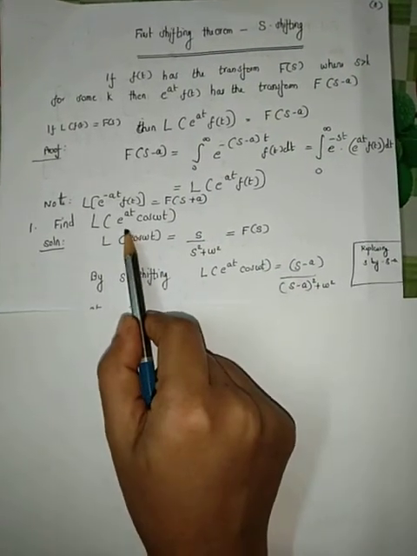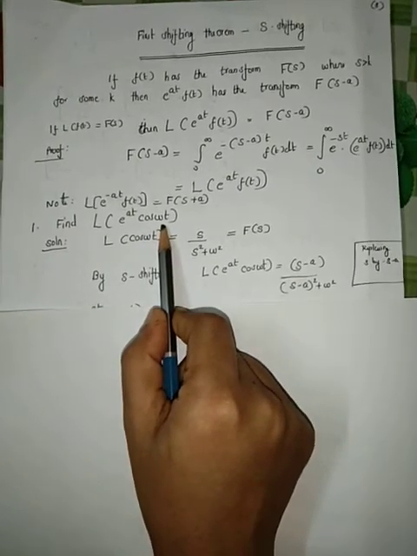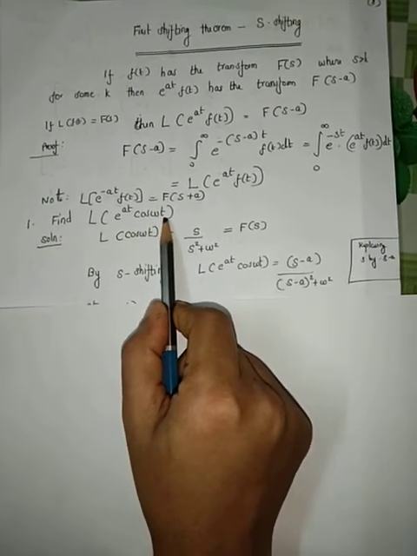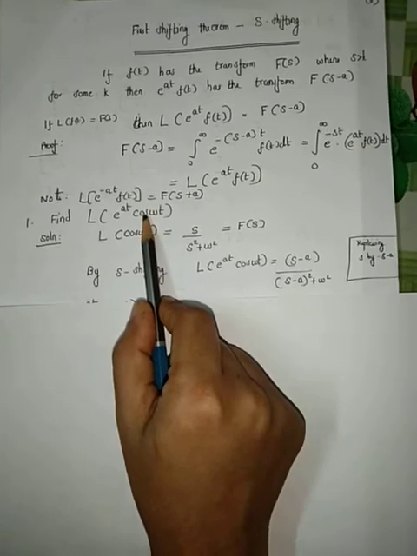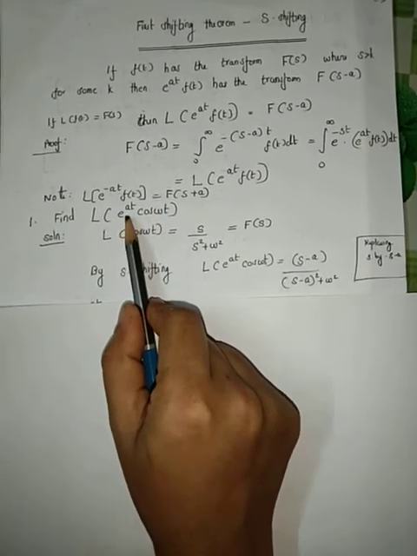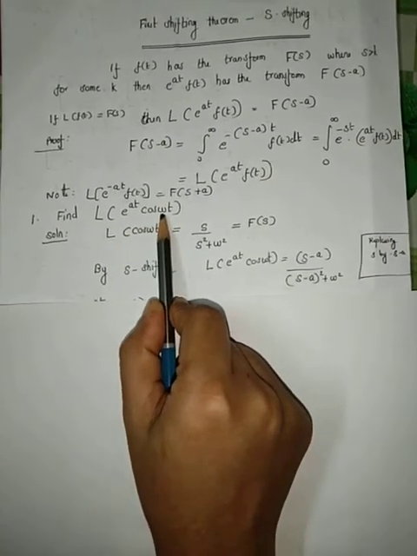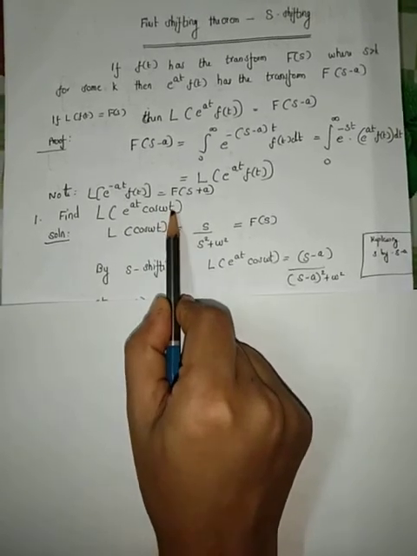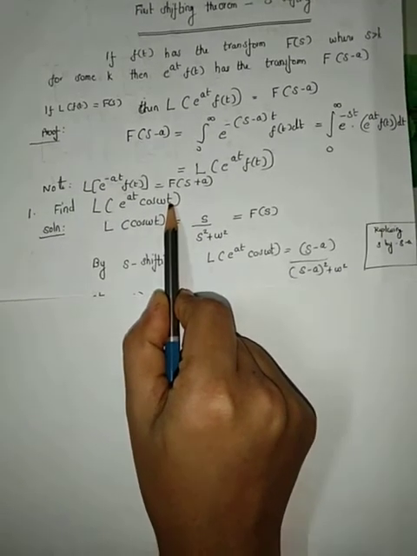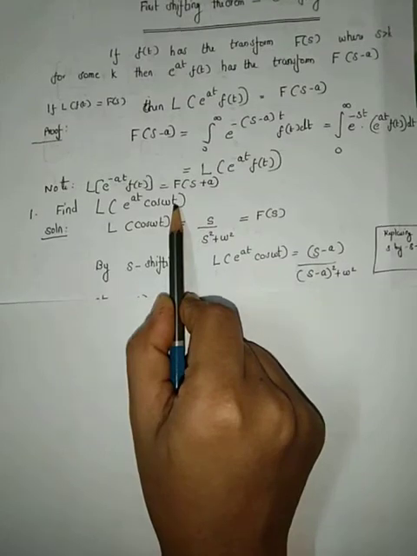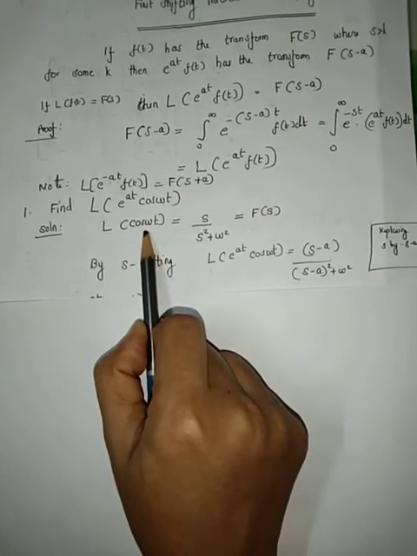Find L{e^(at) cos wt}. So, using the shifting theorem, we can easily find its Laplace transform. Here, e^(at) into cos wt. Therefore, f(t) is equal to cos wt. So, first we have to find L{f(t)}, that is L{cos wt}.